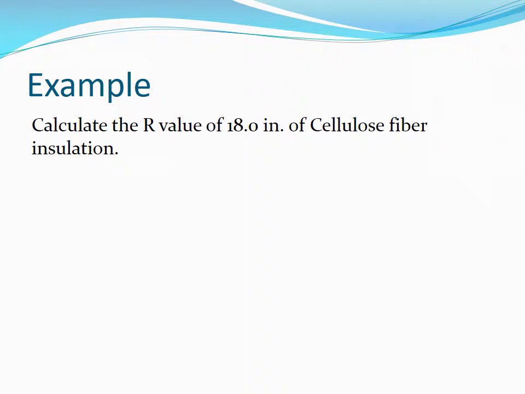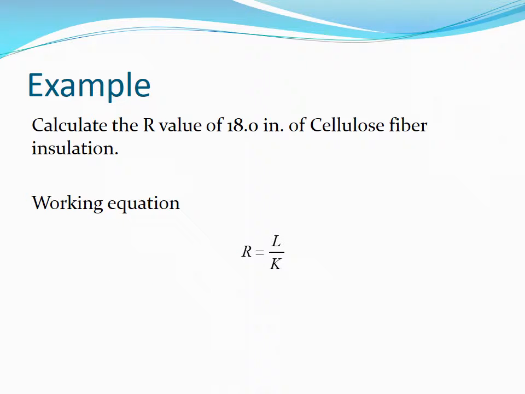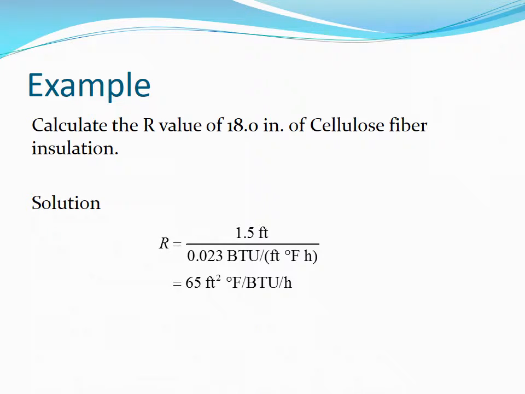Calculate the R value of 18 inches of cellulose fiber insulation. Our data are the thermal conductivity of cellulose and the length or thickness of the insulation. The working equation is the definition of R value. Substituting the numbers, we get a solution of 65 feet squared degree Fahrenheit per BTU per hour, which we normally just say 65. We leave off the units when talking about R values.